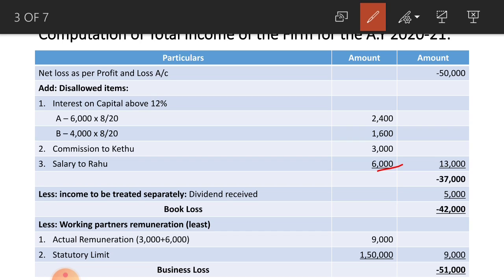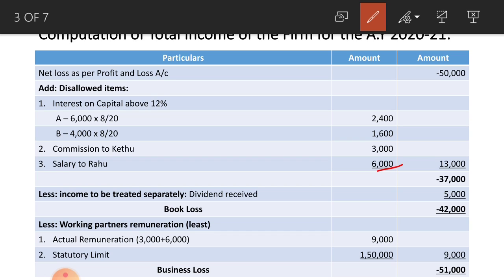Your loss reduced by 13,000, because here expenses you are adding to that loss, that means you are reducing the loss. From that you have to deduct income to be treated separately, because dividend received is not business income, it is income from other sources. That is why from the book loss or book profit you have to separate this income from other sources. So you are deducting income from other sources, dividend received 5,000. When you deduct this 5,000 rupees, your loss again increases by 5,000. Now your loss amounts to rupees 42,000.